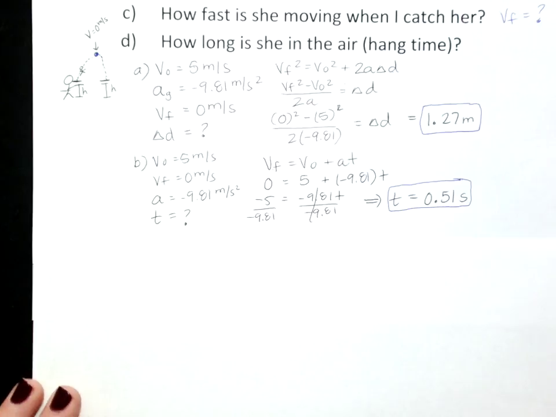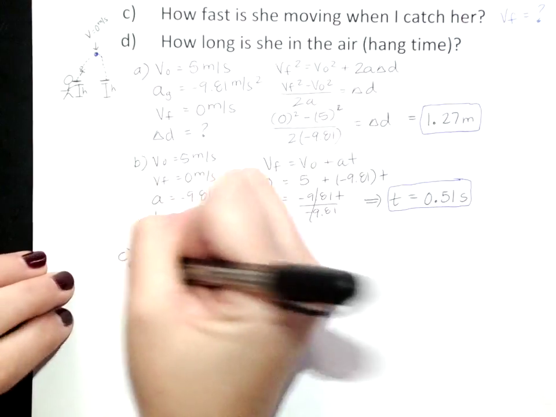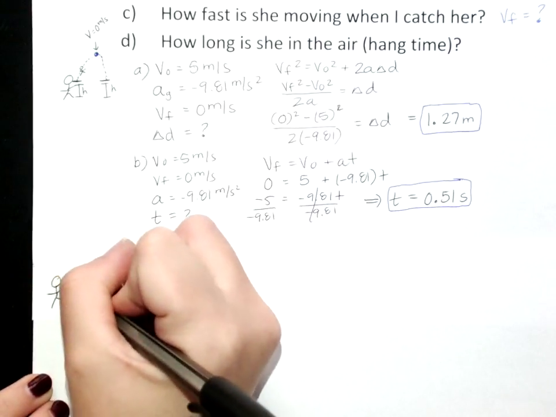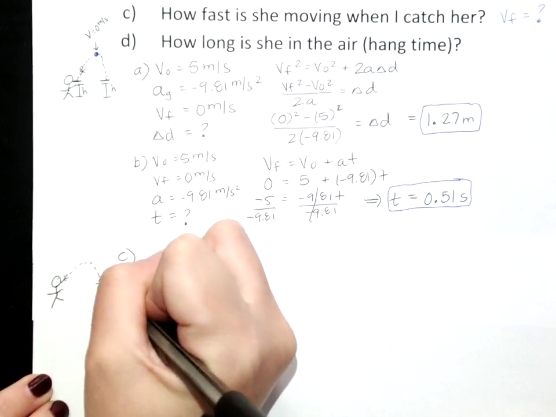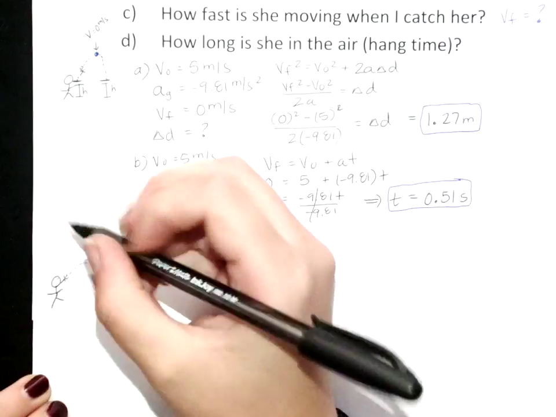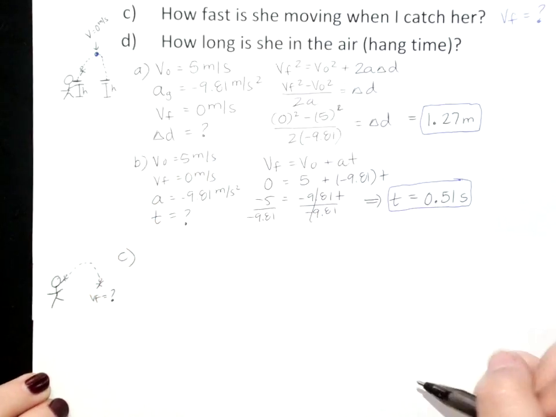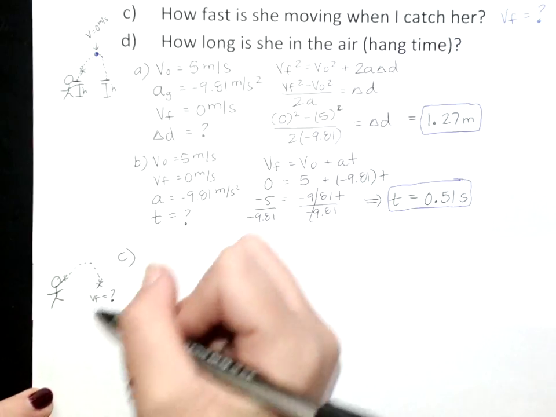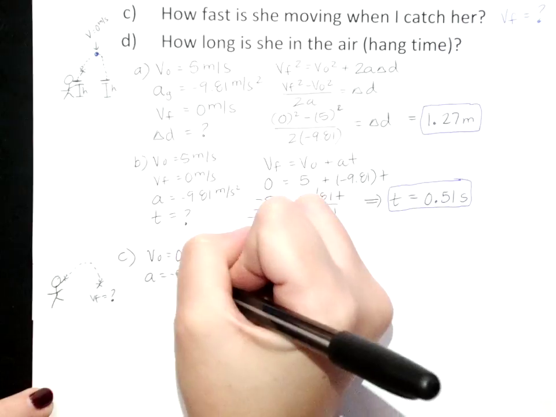So letter C, we want to know, how fast is she moving when I catch her? So our new scenario is going to look something like this. Here I am. Here's Barbie in the air. She just flew. Now she's coming back down. So if we look at the Barbie now, she is going to have a V final. So our V final equals question mark. We know her V initial was 0. We know her acceleration is still negative 9.81.